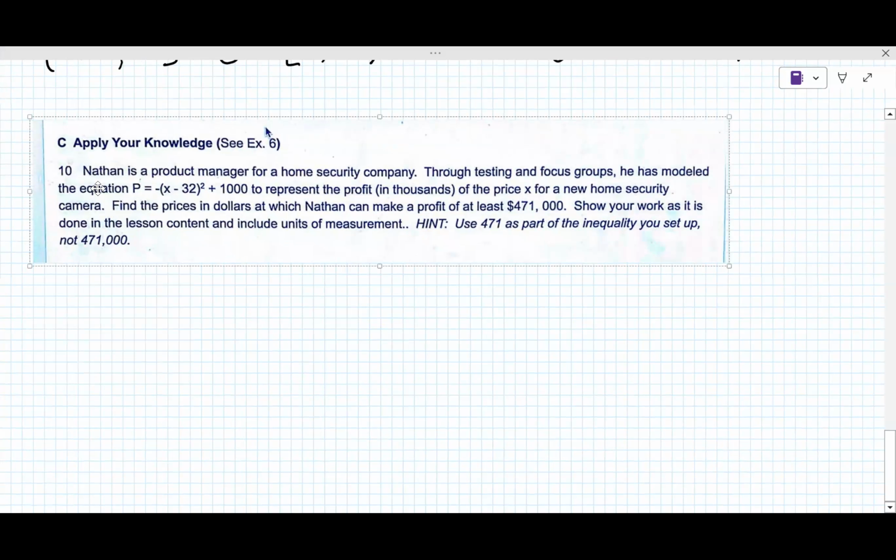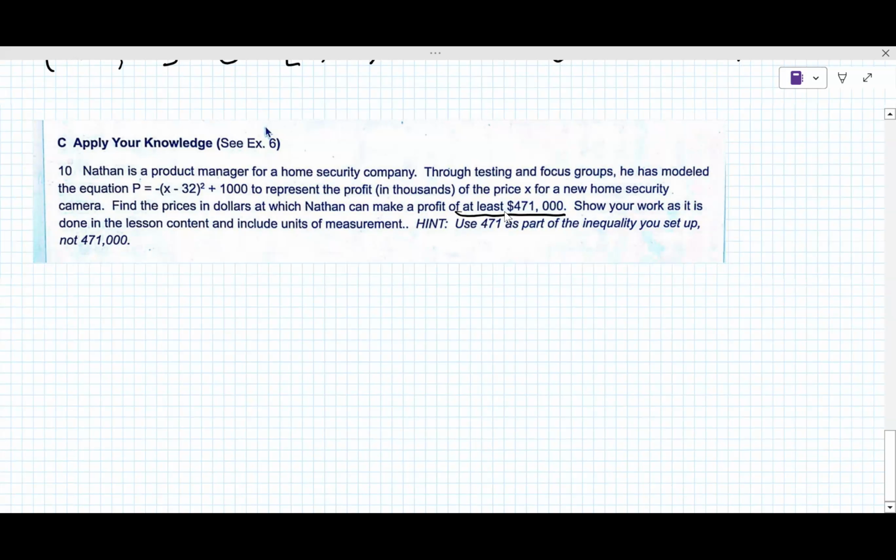Nathan is a product manager for a home security company. Through testing and focus groups, he has modeled the equation P equals minus parentheses X minus 32 squared plus 1,000 to represent the profit in thousands of the price for a new home security camera. Find the price in dollars at which Nathan can make a profit of at least 471,000. Show your work as is done in lesson content, include units of measurement. Hint, use 471 as part of the inequality you set up, not 471,000.